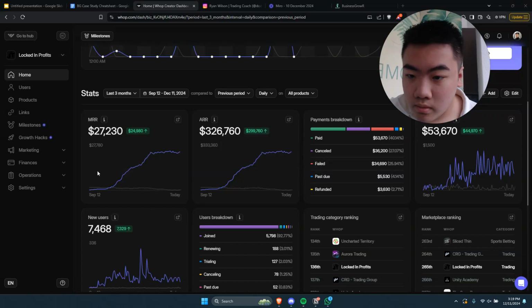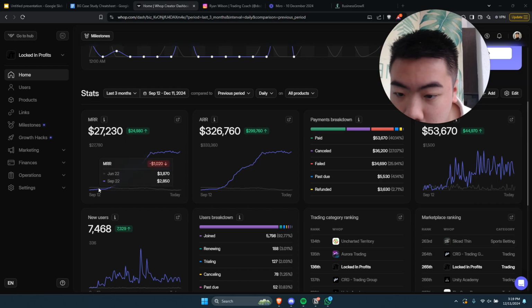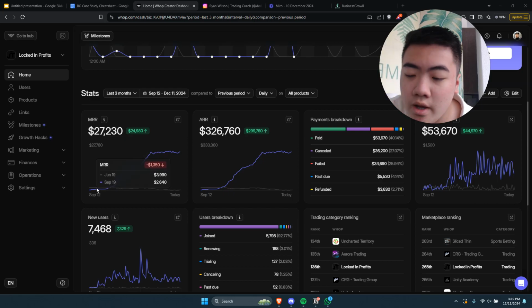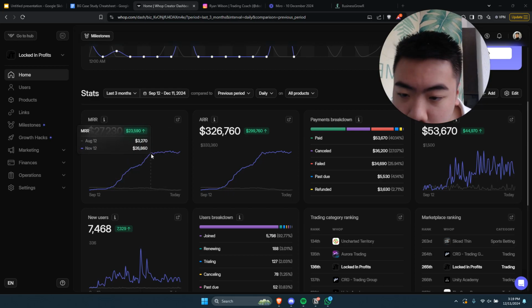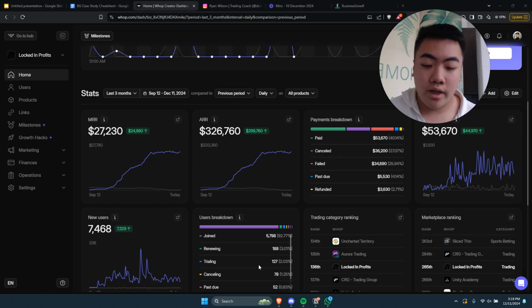So as you can see on my WAP dashboard right here, we took Jack from 2K, so 2K around here, September 19th, got him to around 27K by mid-November. So took him from 2 to 27K MRR in about 50 days, something like that, and I can show you the progress.